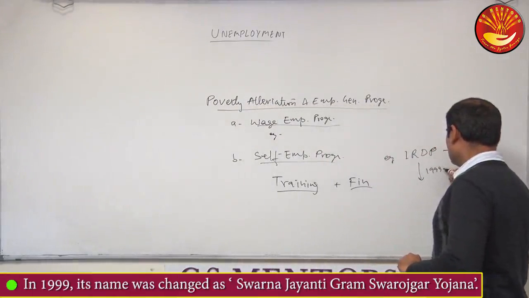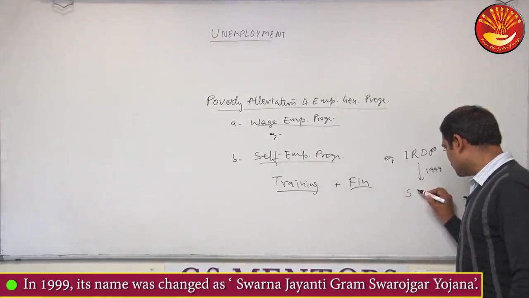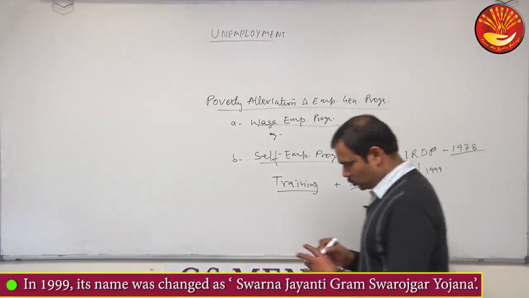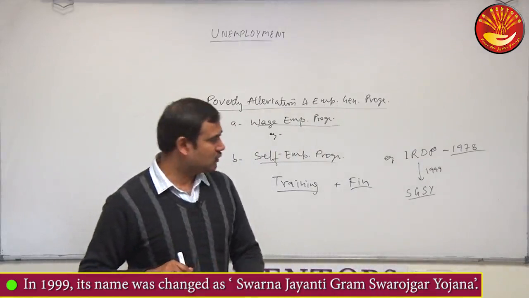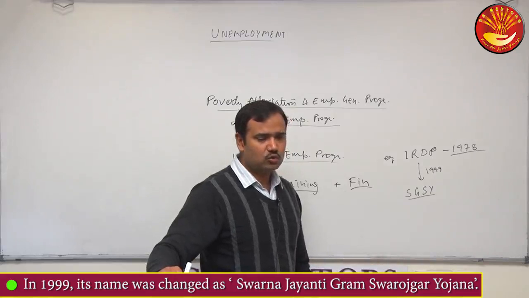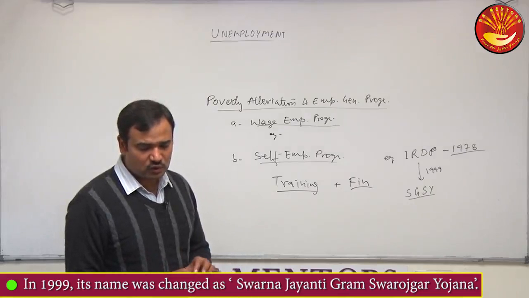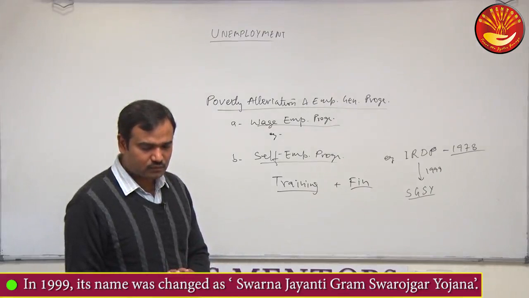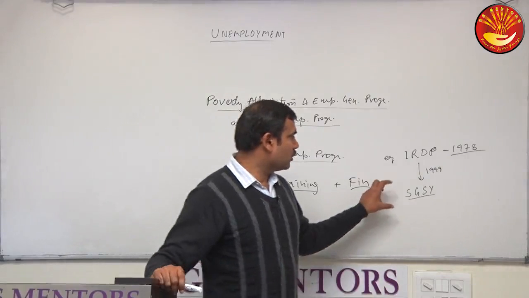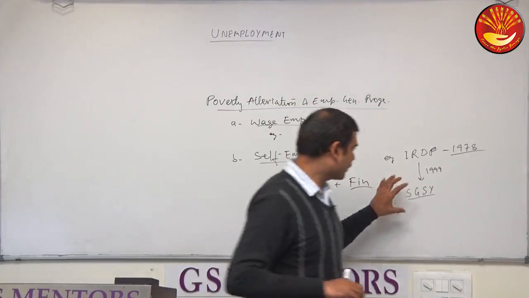In 1999, its name was changed to Swarn Jayanti Gram Swarozgar Yojana. You may write down the names also. Swa means self-employment. Swarn Jayanti Gram Swarozgar Yojana. So just some minor changes were made.